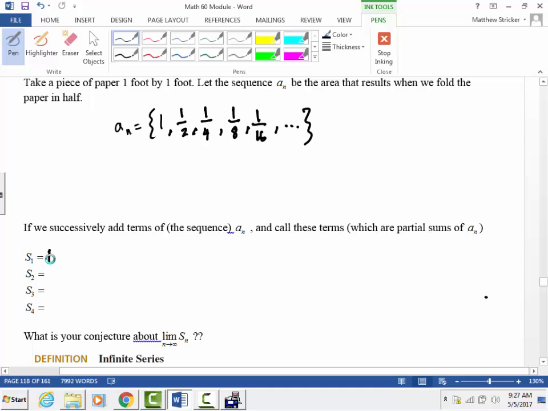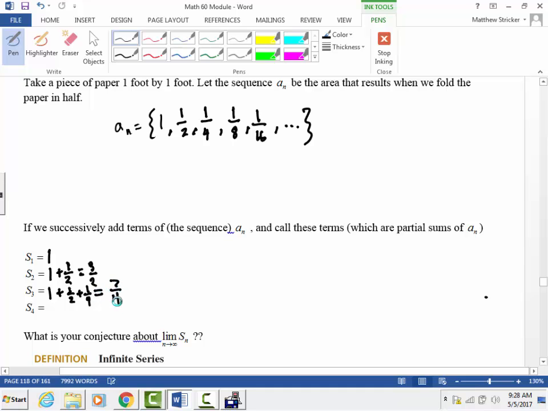Now the second term, or the second partial sum, means to add up the first two terms. So this would be 1 plus 1/2, which is 3/2. Okay. We all right with that? The third partial sum means to add up the first 3 terms. So we're talking about 1 plus 1/2 plus 1/4, which is 7/4.